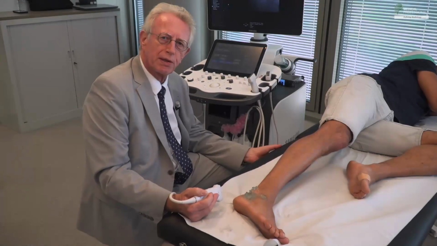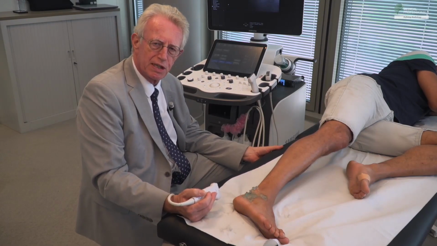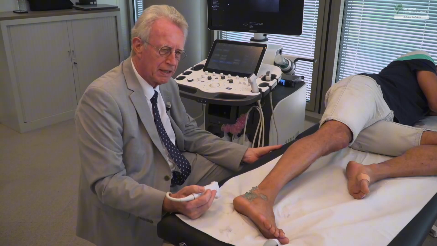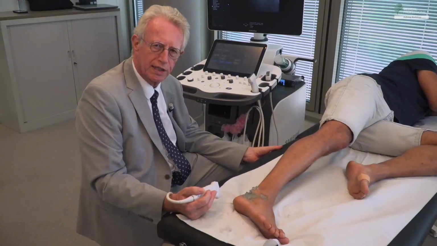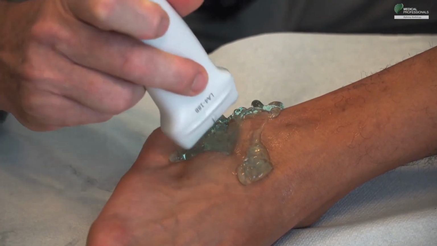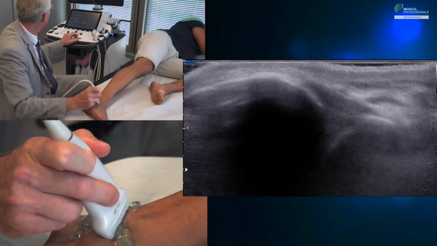Ankle pain is a frequent pathology, and patients often come to us to tell us that they have pain in front, behind, or on the side. So it will be necessary to adapt this examination according to the location of the pain. Let's see how to perform a study of the lateral part of the ankle.